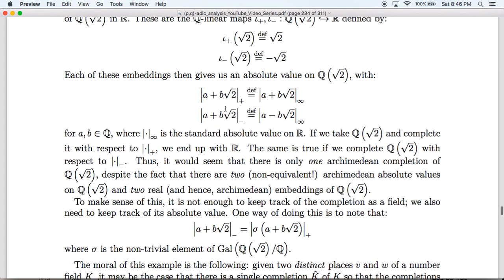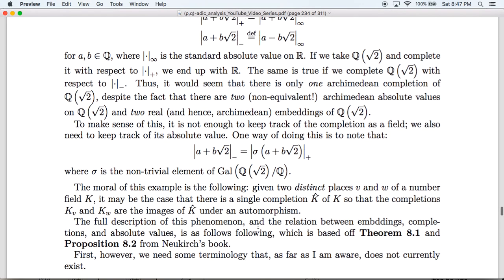In the completion induced by this absolute value, 1 plus the square root of 2 would have an absolute value between 0 and 1. But in the usual completion, 1 plus the square root of 2 has an absolute value greater than 2. And so, although those are different topologically, they're nonetheless related to one another by a permutation. In fact, this is always going to be the case.